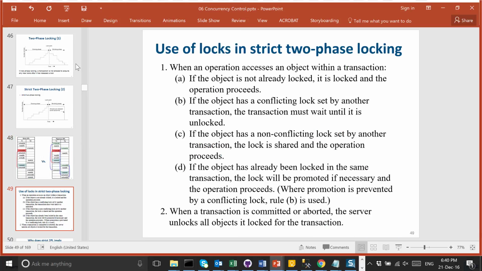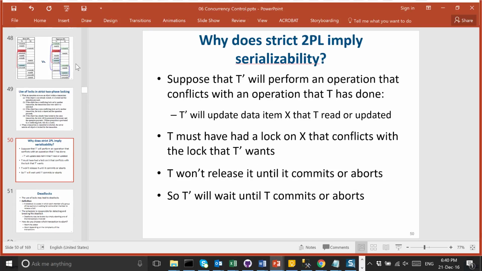Okay, so this one I already explained through the example. Before you read, ask for a shared lock. If it's available, you will be lucky to get it, and you go and read. If it's not available, you wait. That's basically the idea. You keep acquiring locks. Once you start unlocking, you cannot ask for more locks. That's the protocol in more detail.